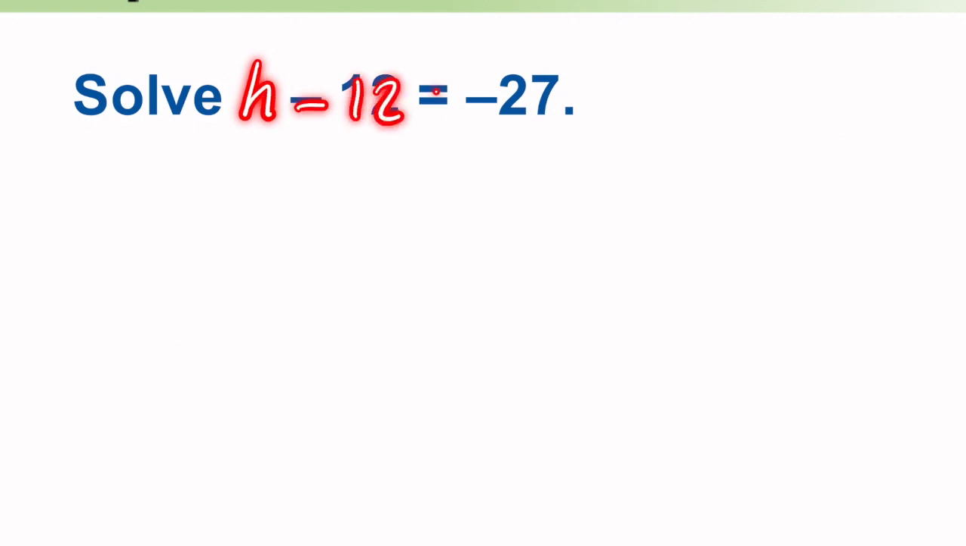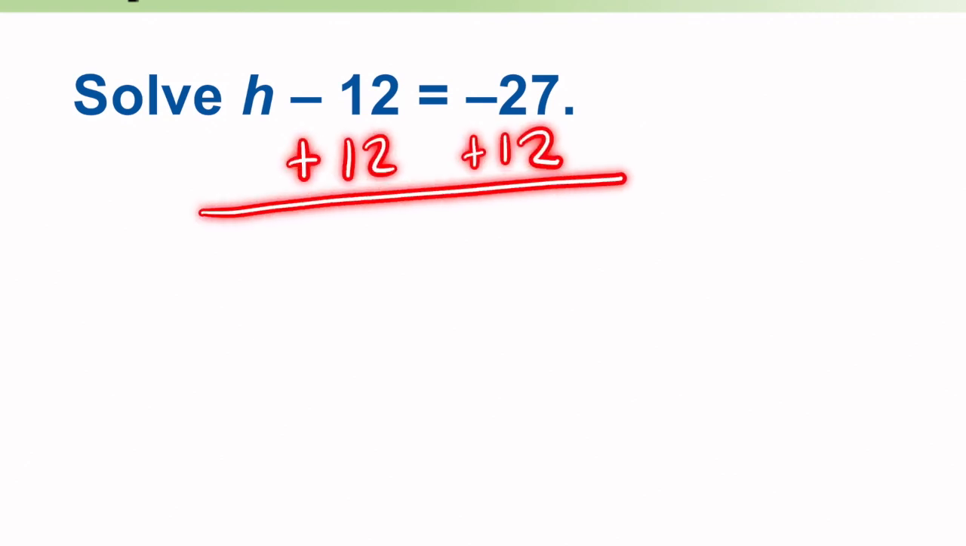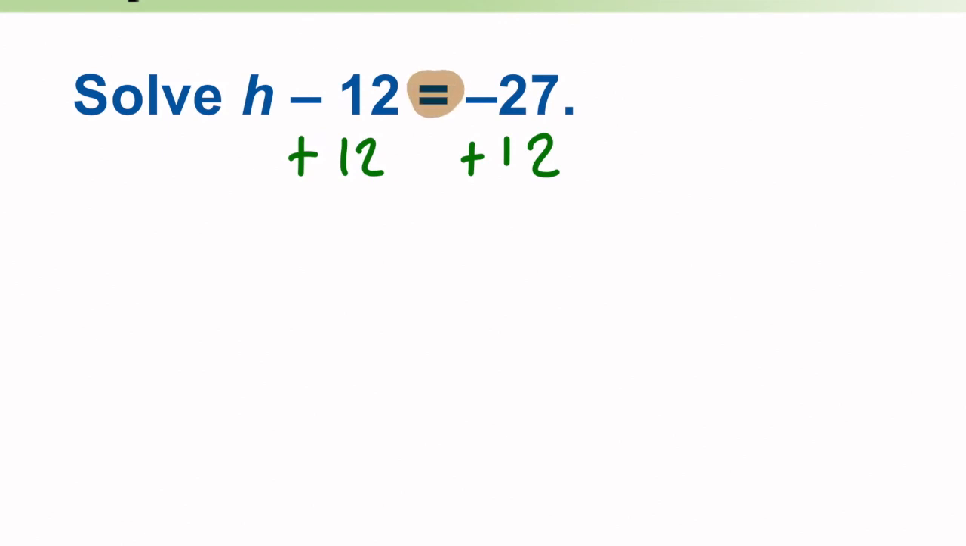So let's look at this problem. It says solve h minus 12 equals -27. So to the h I'm subtracting 12, so you always want to focus on the side of the letter or the variable. So in this case the opposite of subtracting 12 would be to add 12. So if I add 12 to one side of my equal sign, you always got to pretend you have two sides that are divided by the equal sign. If you do one thing to one side, you have to do it to the other side.